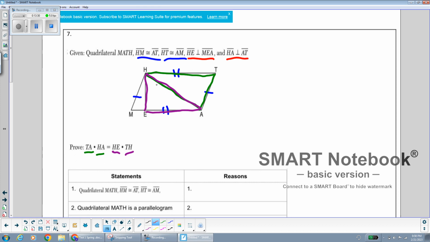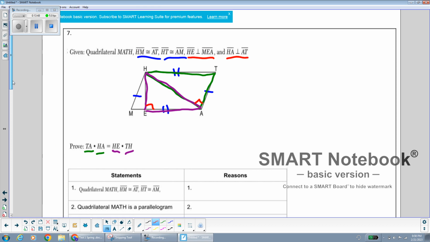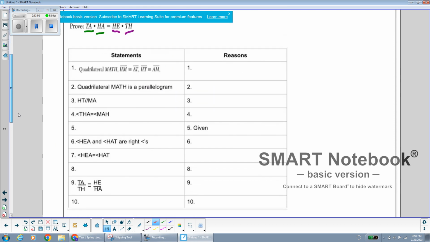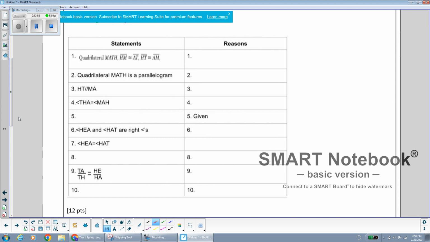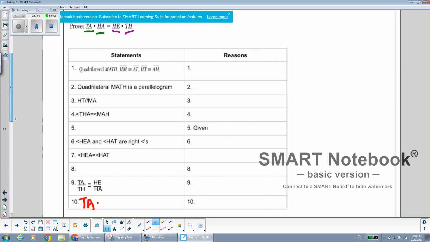Since HE is perpendicular to MEA, I know that this is a right angle. And since HA is perpendicular to AT, I know that this is a right angle over here. So already in my two triangles, I have 1A, the right angles. Since we're proving a product, well, first of all, I know that that's the very last thing we're going to be proving, right? We always prove our proof statement.